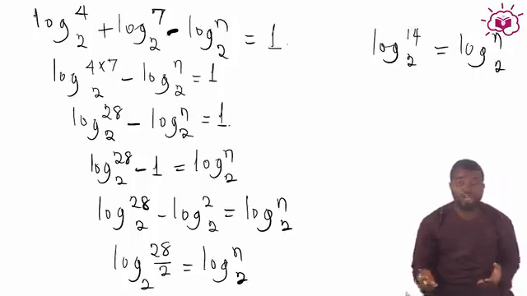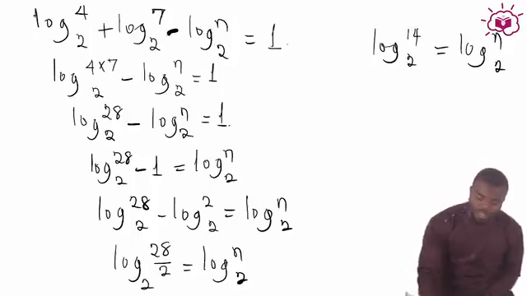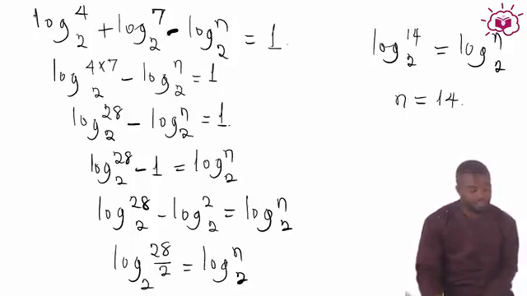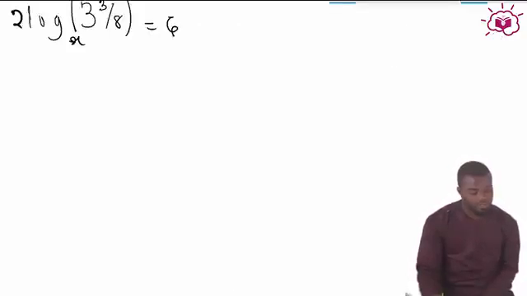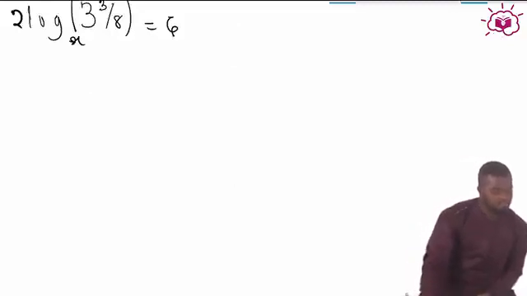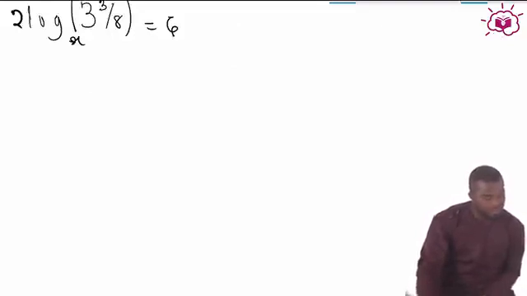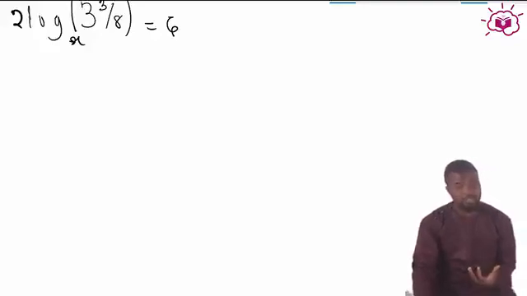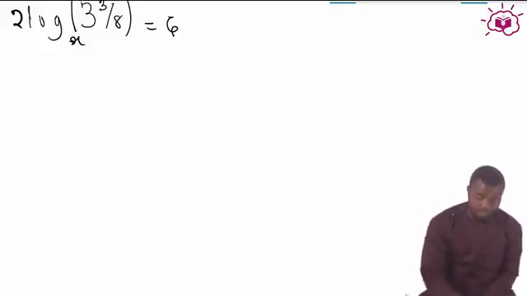Because we have log 14 base 2 on the left hand side and log n base 2 on the right hand side, we can just compare their numbers. So that means n is equal to 14. That's easy. Okay, the next question: if 2 log of 3 raised to the power 3 over 8 base x is equal to 6, find the value of x. It's on the screen. And this is a practical WAEC question.